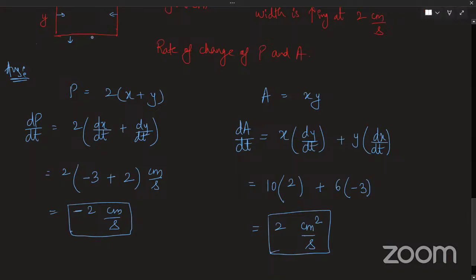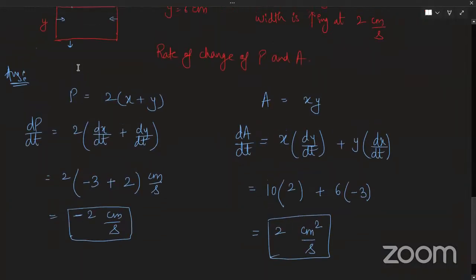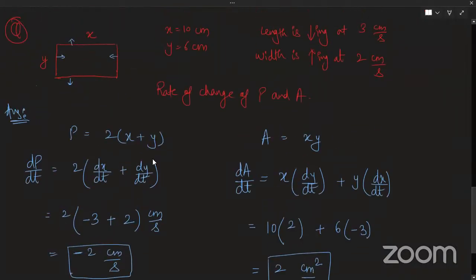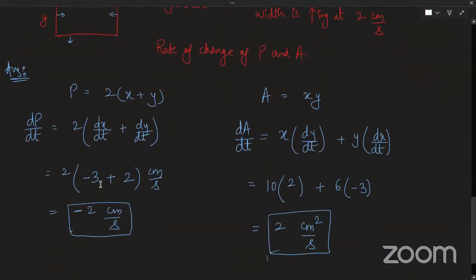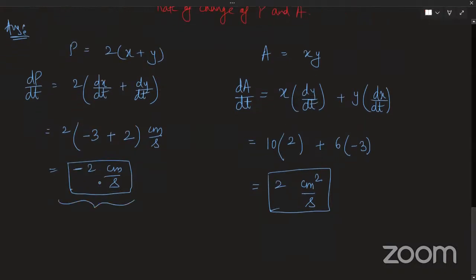Got it, everyone? So over here, the overall perimeter is decreasing. It is minus 2 centimeter per second. It is decreasing, right? But what about area? Area is increasing.